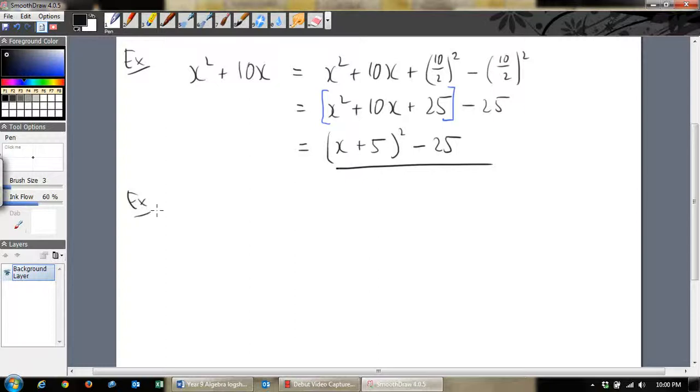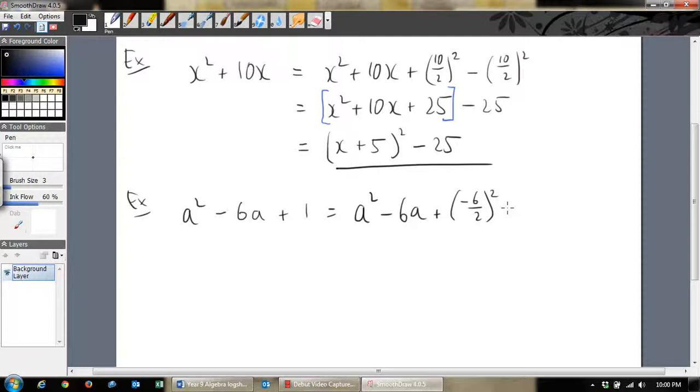Let's do another example: a squared minus 6a plus 1. Let's complete the square for this. So we've got a squared, we've got minus 6a. Now we need to figure out what we need to add to this to create a perfect square. So we're going to add negative 6 over 2, that's the number in front of a, squared. We're going to add that to create our perfect square.